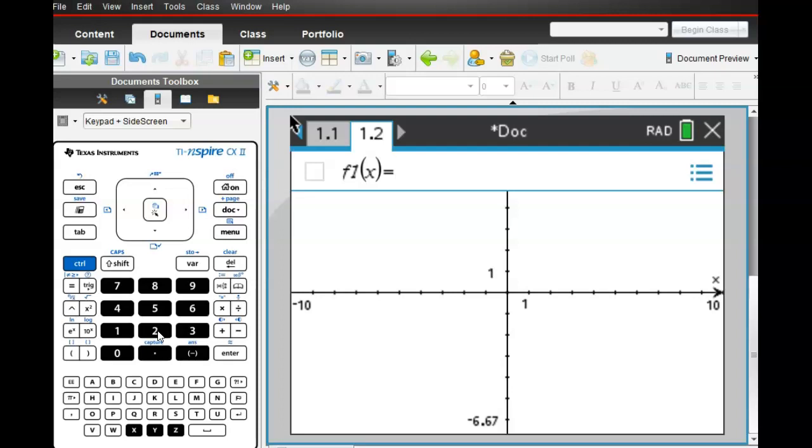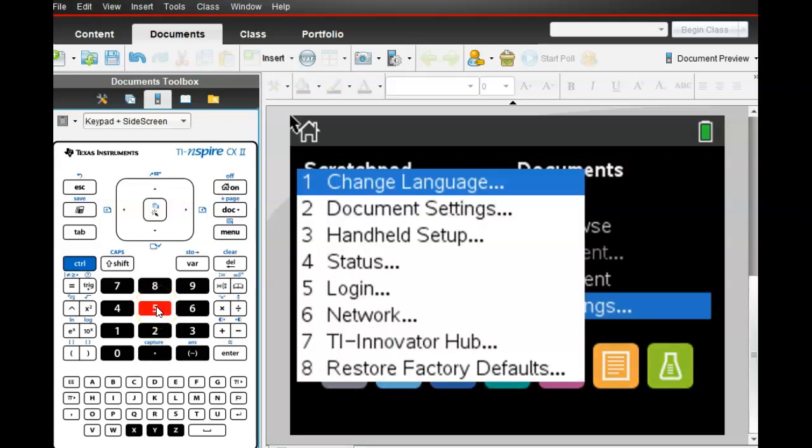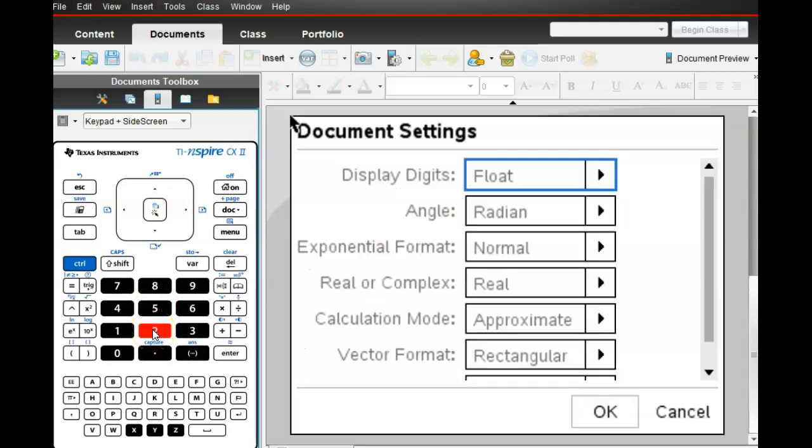Yeah, absolutely. So then we're going to hit the home button again. We're going to fix a setting here. You already have your new stuff in there. That's totally fine. Click 5 for settings. 2 for document settings. You hit the home button. 5 for settings, 2 for document settings. Your display digits, change it to float. Yours most likely does not say float. Okay. Oh, we don't want float 6. We want float. Just plain old float.